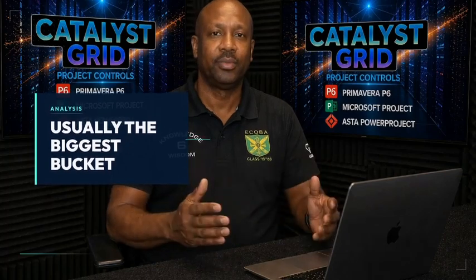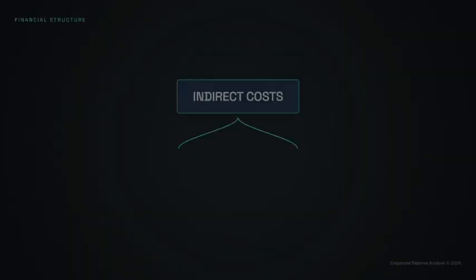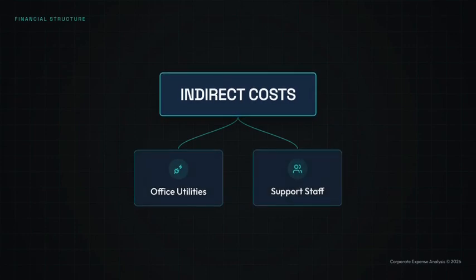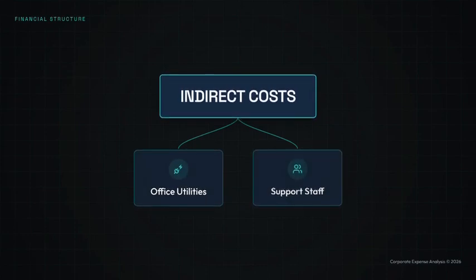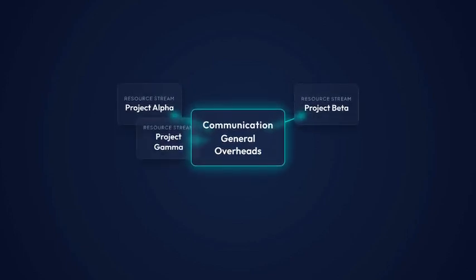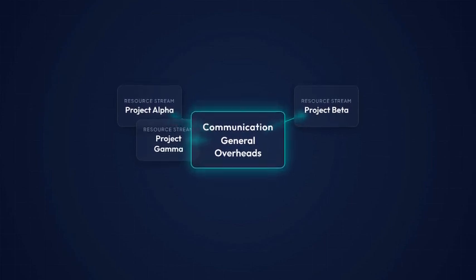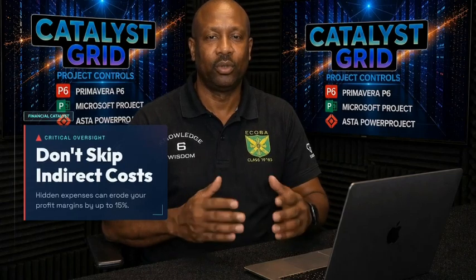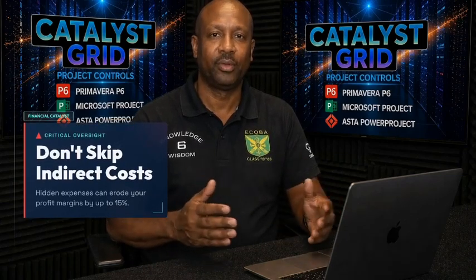Next is bucket 2, indirect costs. These support the project, but you can't pin them to one specific piece of work. Think project office, utilities, and support staff. Communication and general overheads. Absolutely essential, but shared across the whole effort. Skip this bucket at your own peril. Skip this bucket and your budget will look artificially cheap right up until the bills arrive.